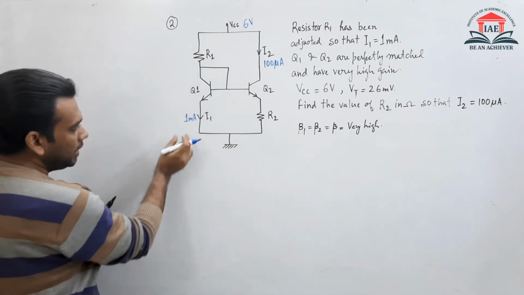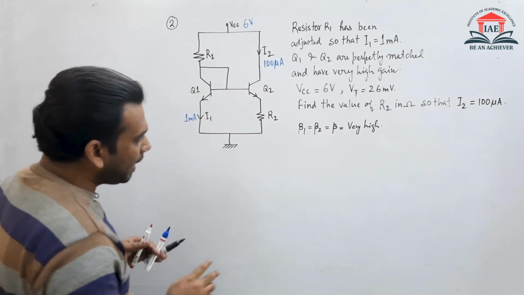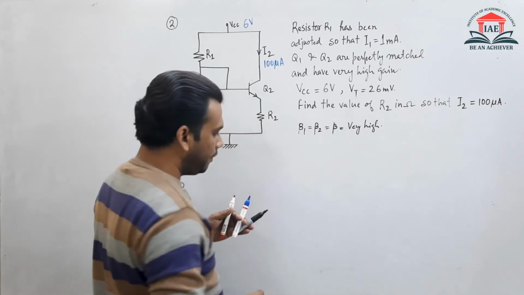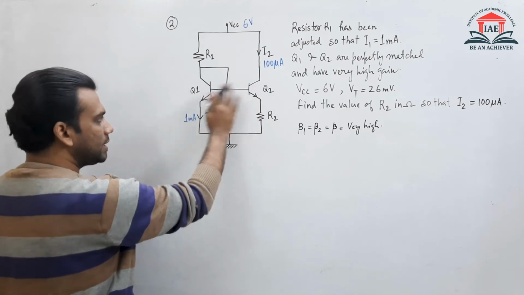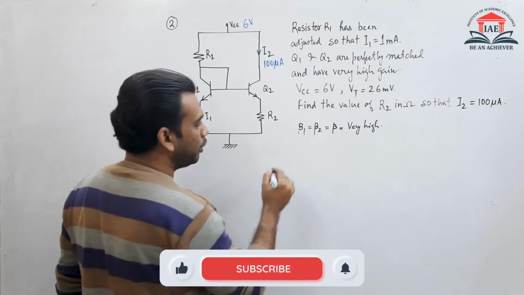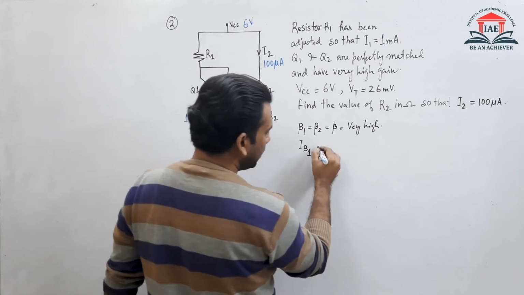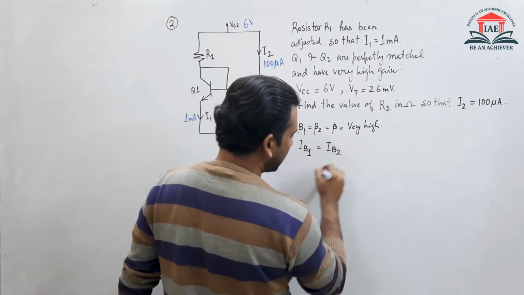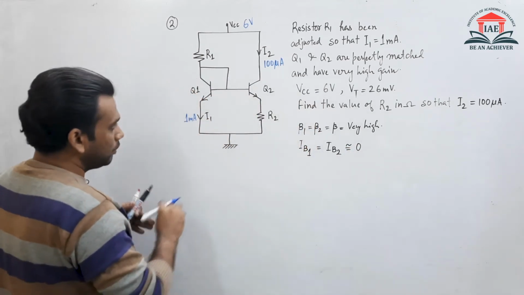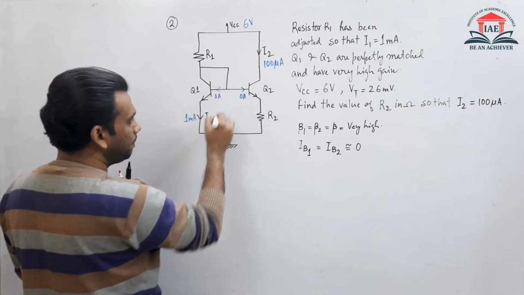This 1 milliampere current is flowing from the emitter of Q1, and it is given that beta 1 is equal to beta 2 equal to beta, which is very very high. So for both transistors, my beta value is very high. If beta is a very high value, then we can say that the base current of transistor 1 and transistor 2 will be nearly equal to 0. That means 0 ampere goes into the base of both transistors.